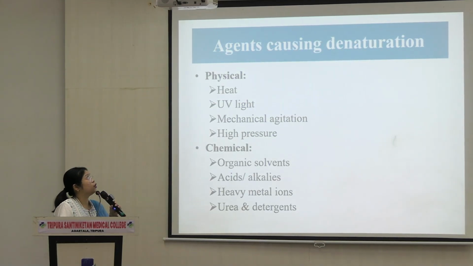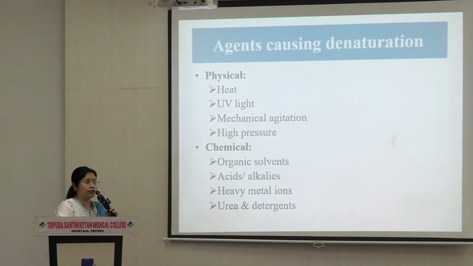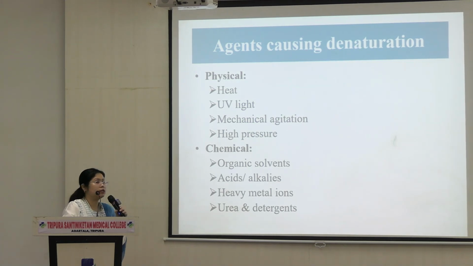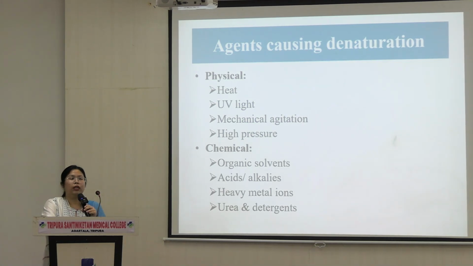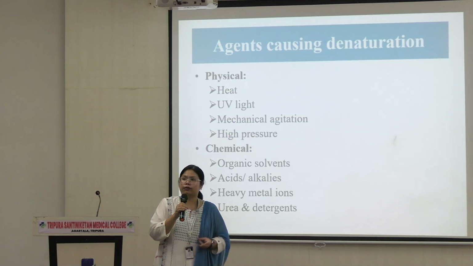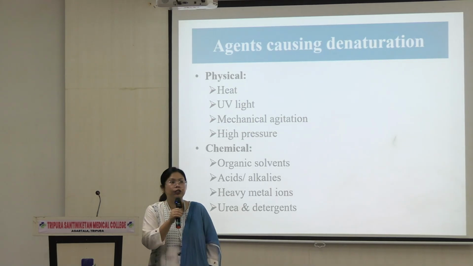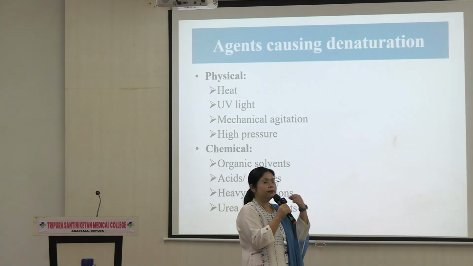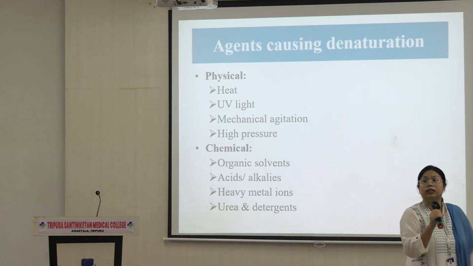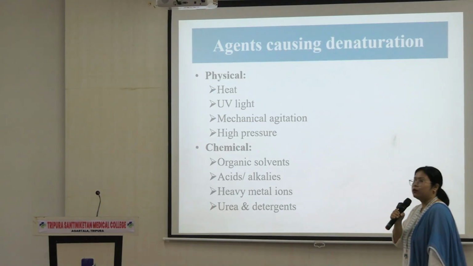What are the things that can cause denaturation? Heat, UV light, mechanical agitation, pressure, organic solvents, acid and alkalis, heavy metal ions, urea and detergents. Can you give me a very good example of denaturation that we see in our daily life? Boiling of egg, very good. Any other example? What is curdling of milk? Yeah, that is a form of denaturation.